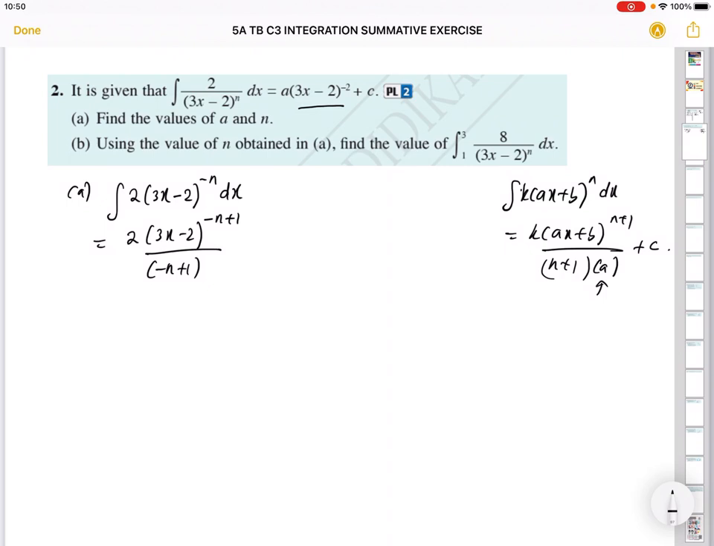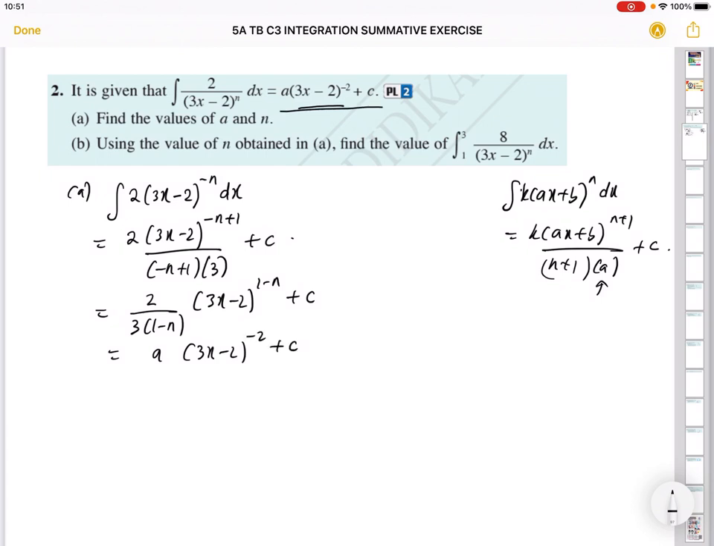Now inside the bracket you have 3, and let us just rewrite this. Maybe I write in front here, of course you have to put a plus c here. I put 2 over 3 times 1 minus n. I'll just separate this 3x minus 2 with the 1 minus n, or you can write 1 minus n plus 1, plus c. You want to compare with 3x minus 2 power minus 2 plus c. That's what we have above here.